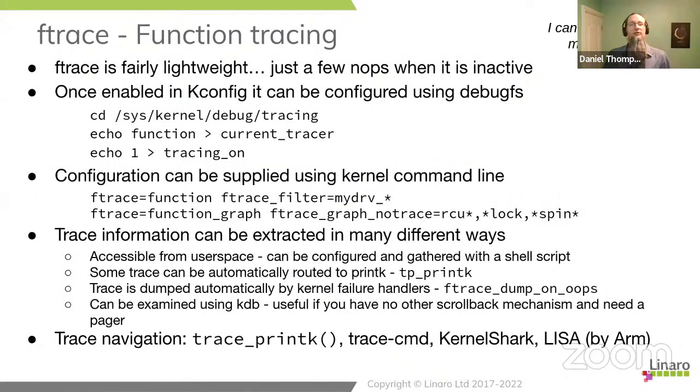So like I say, ftrace is fairly lightweight. It's just a few no-ops when it's inactive. But you can enable it using DebugFS. Once you've got it enabled, it will come up with just the no-ops, and with a couple of commands going into DebugFS, turning on the function tracer, and I think tracing on is there by default as well, actually. Just with a couple of simple shell commands, it can be set up, and you can start extracting data from it by cat trace, which is another file in this directory.